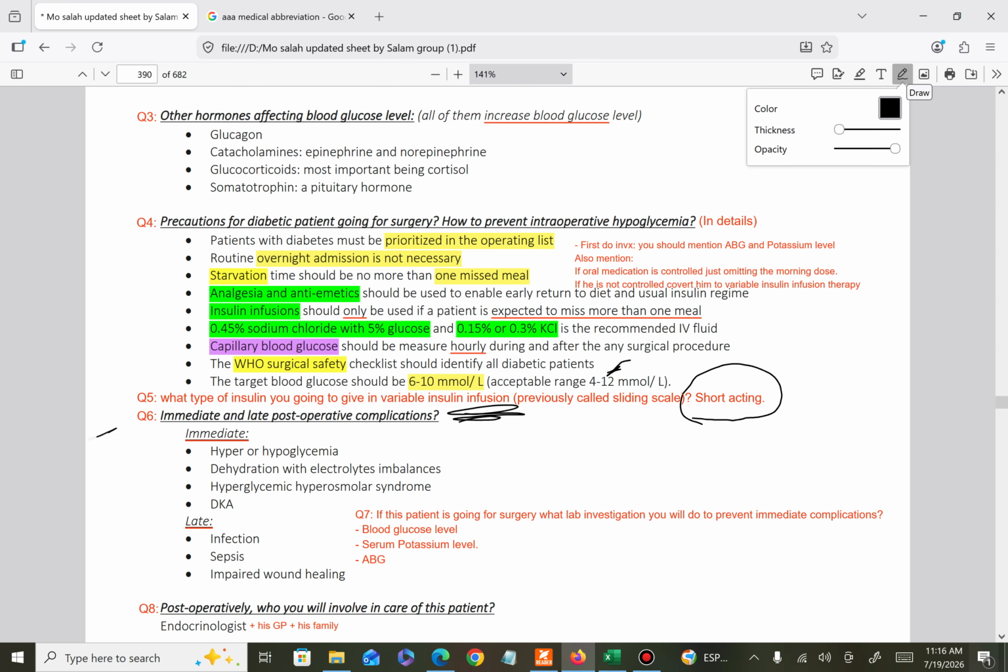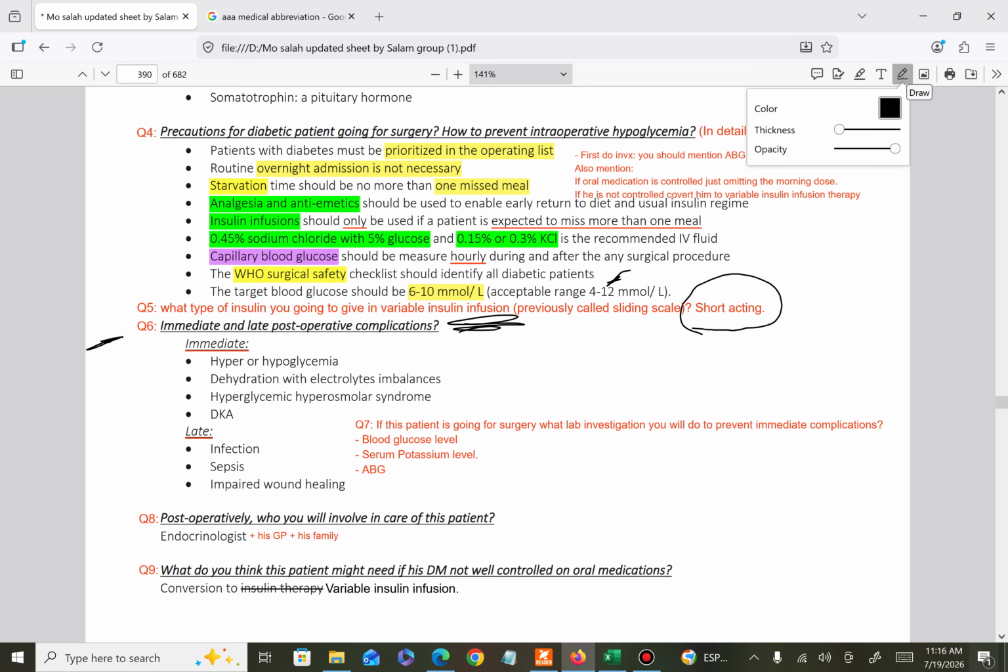Then immediate and late post-operative complications of diabetes. The immediate complications can be hyper or hypoglycemia, dehydration with electrolyte imbalances, hyperglycemic hyperosmolar syndrome, and diabetic ketoacidosis. And the late complications can be infection, sepsis, and impaired wound healing.